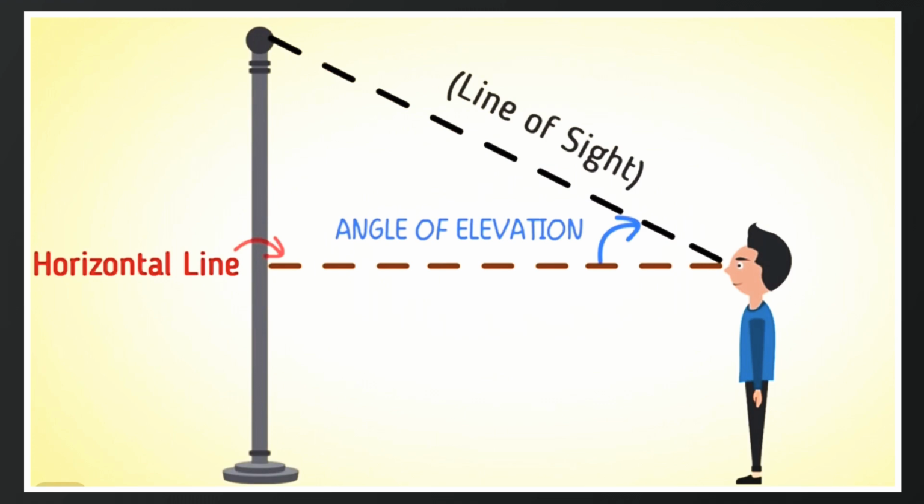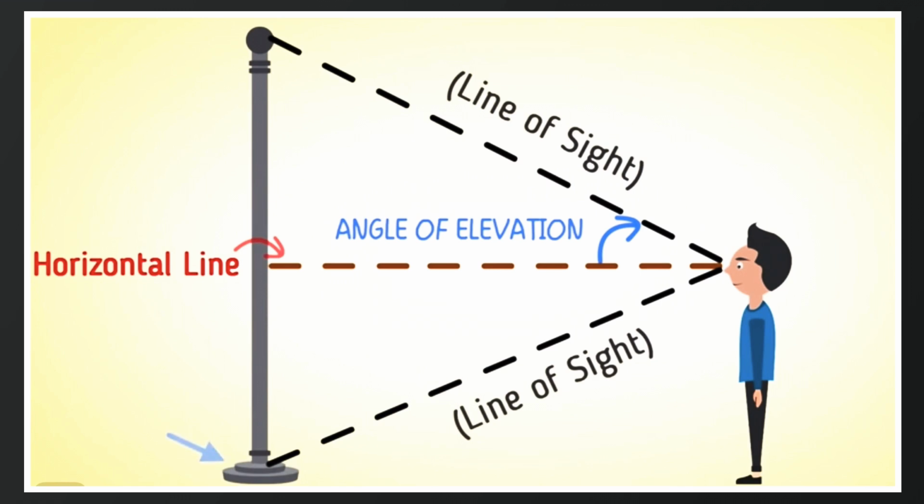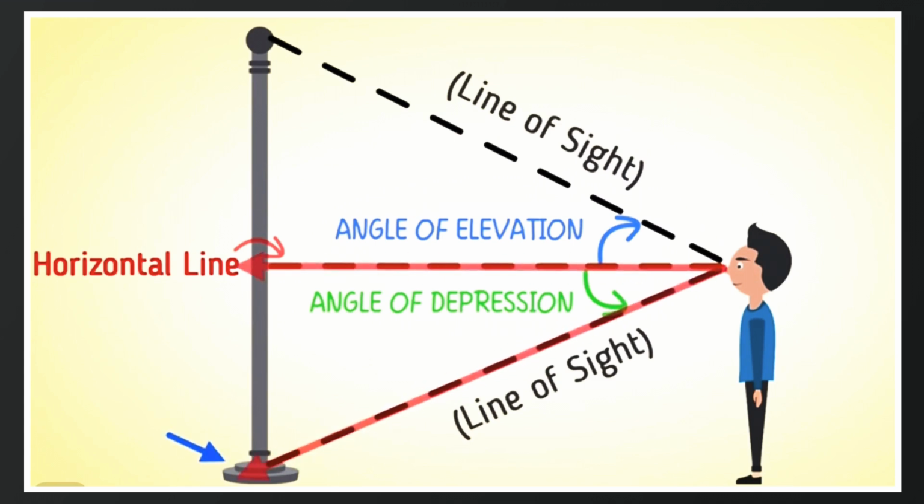Up next, look at the foot of the pole, the one in the blue arrow. We will create again another line of sight here. Take a look at that. This is now our line of sight, which is from the foot of the pole. And here we have created an angle which is below the horizontal line, and we call it the angle of depression. Take note, the one below the horizontal line is the angle of depression. Okay, that's it guys. Next one.